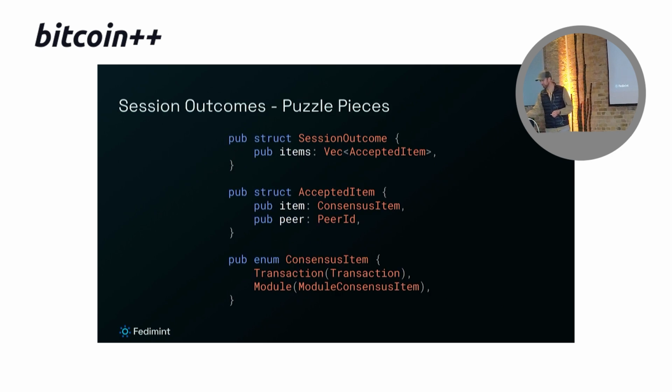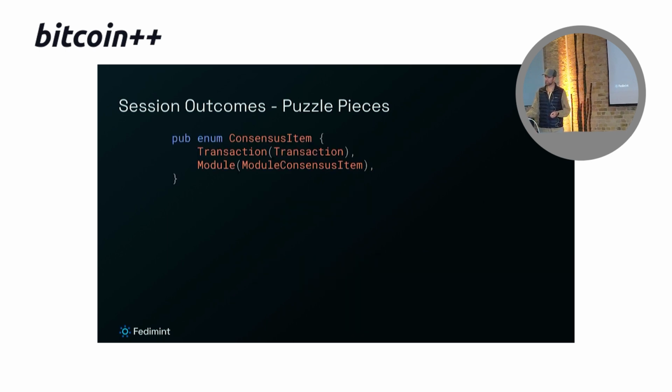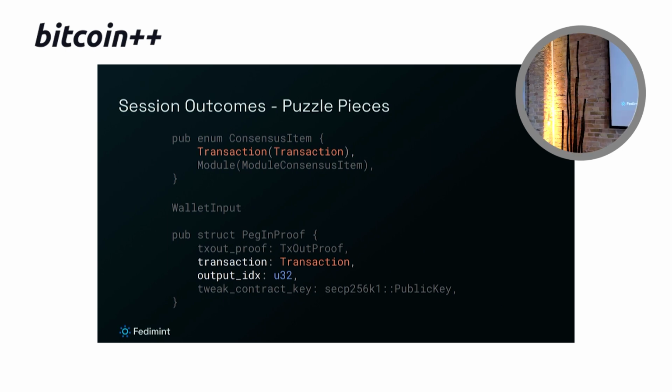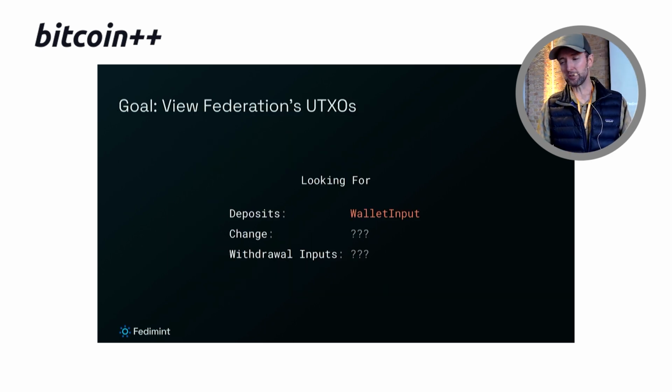Let's go back to our puzzle pieces. We kind of know what session outcomes are now. We'll again narrow our focus on consensus items. And then as a quick refresher, let's take a look at these wallet inputs. So again, a wallet input is just a wrapper around a peg-in proof. And a peg-in proof has a Bitcoin transaction and an output index. That's actually all we need to uniquely identify a coin. We usually call this an outpoint. So that was pretty easy. We could very quickly identify all of the deposits to the federation through time. Let's see if we can find all the change and withdrawal inputs.